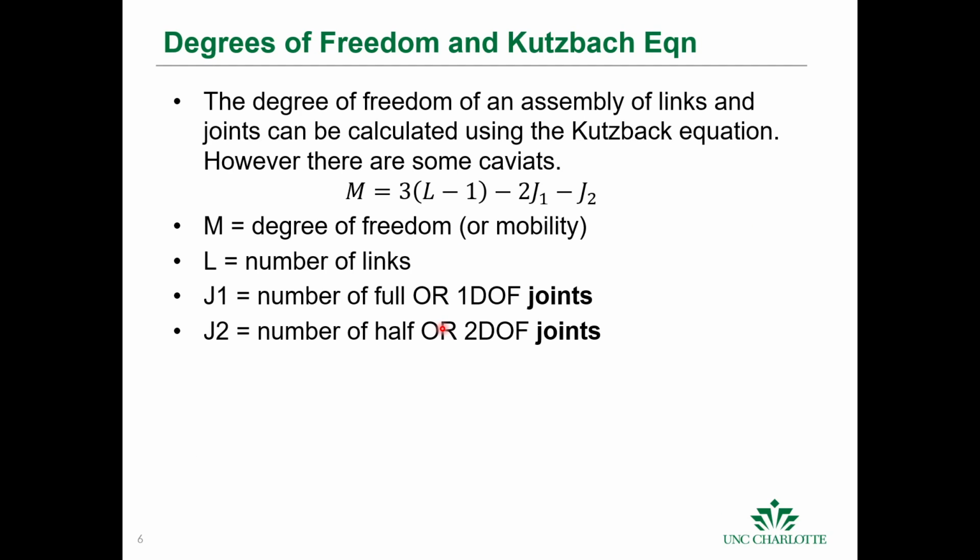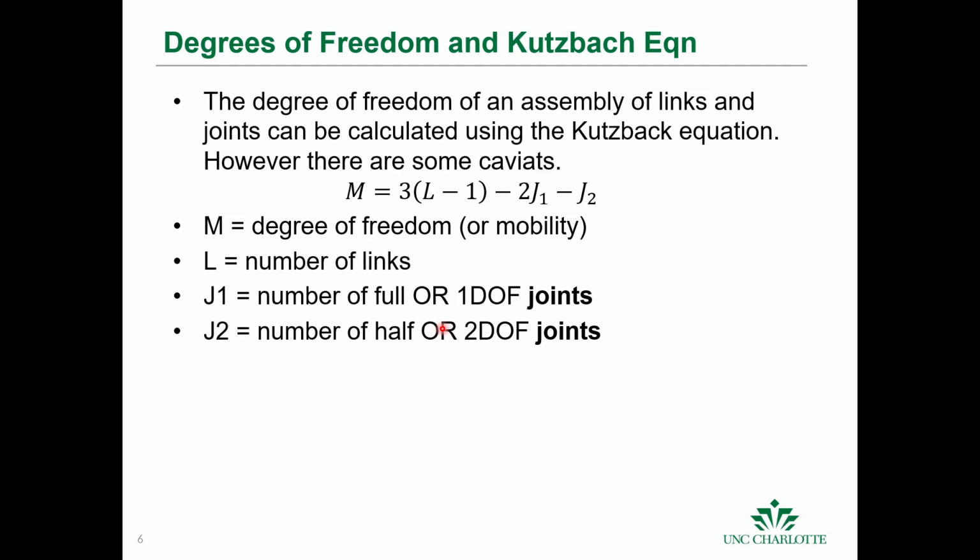So often what we need to know is the degree of freedom of the system, so we can use the Kutzbach equation. And the Kutzbach equation predicts the degree of freedom of an assembly. However, there are some caveats because in some cases it doesn't predict reality. We'll talk about a couple of those here. M is the degree of freedom or degree of mobility. That's why we have M there. L is the number of links.